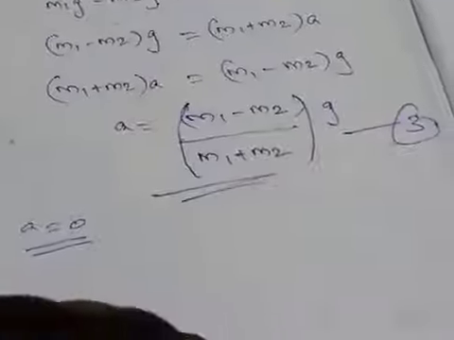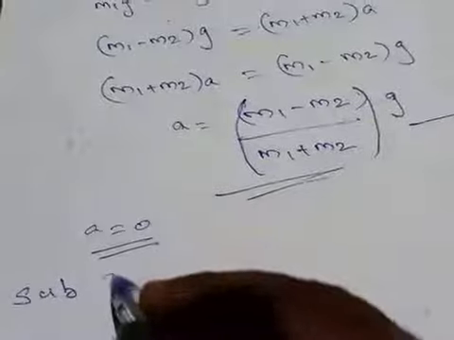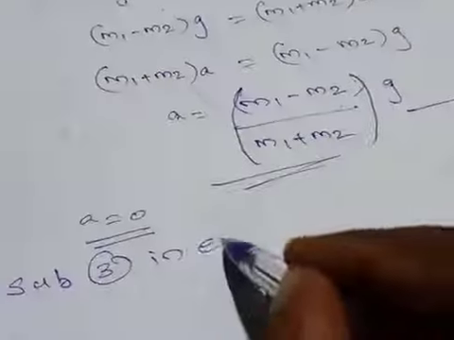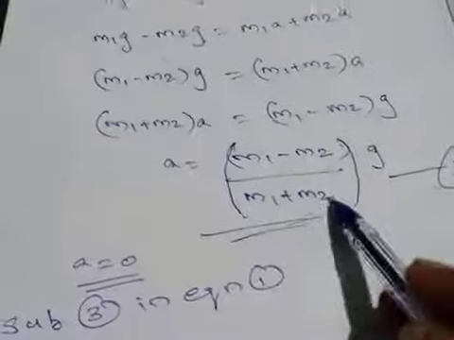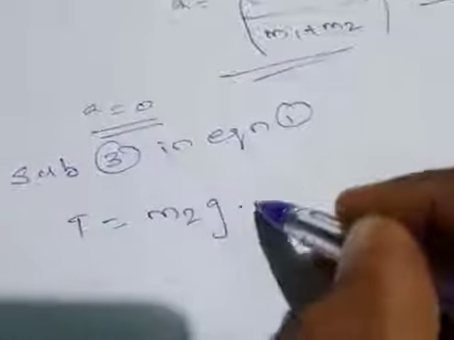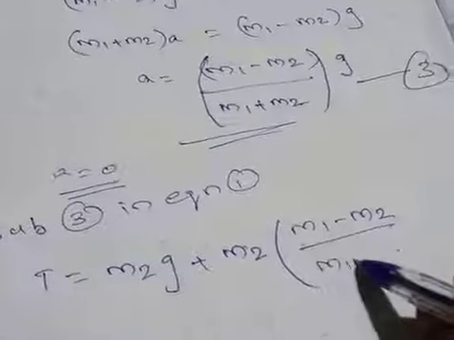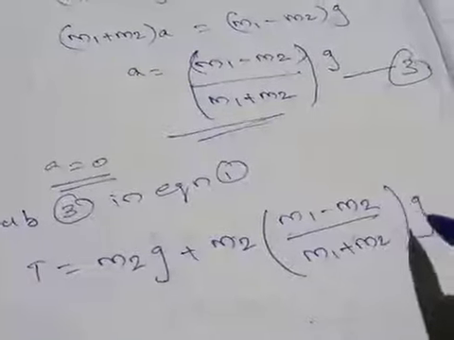Now what you have to do is substitute. We need to find out the tension, keep that in mind. So substitute equation 3 in equation 1. This is equation 3, so the value of A has to be substituted here. So T is equal to M2G plus M2 into the A value. The A value is M1 minus M2 by M1 plus M2 into G.